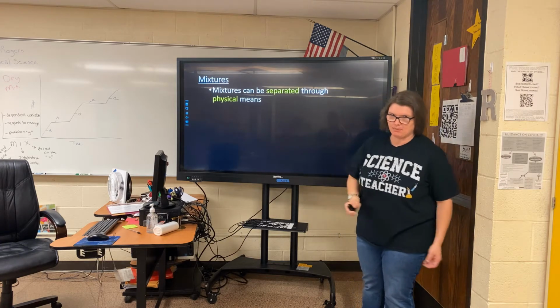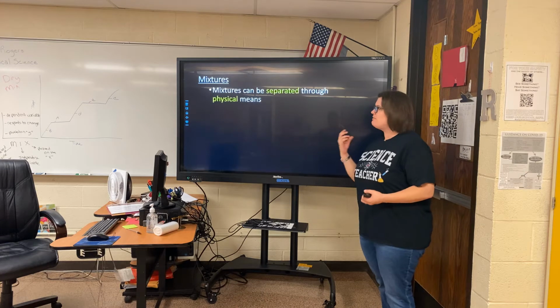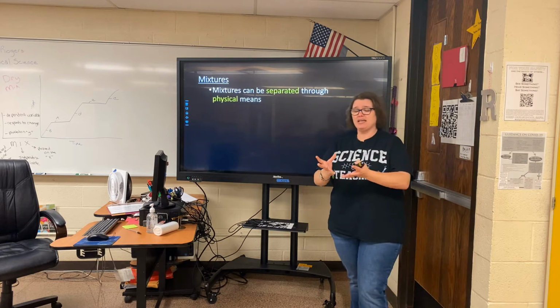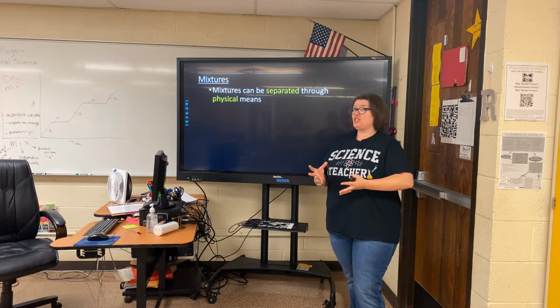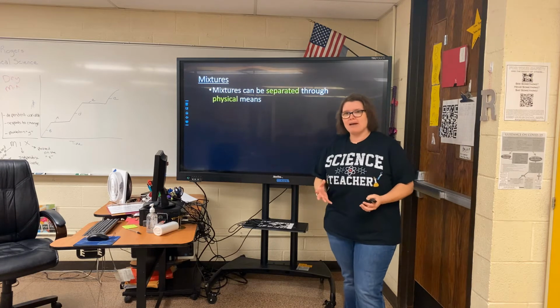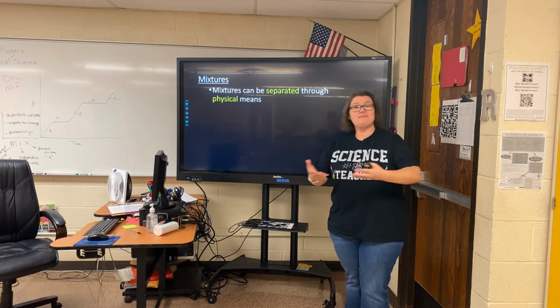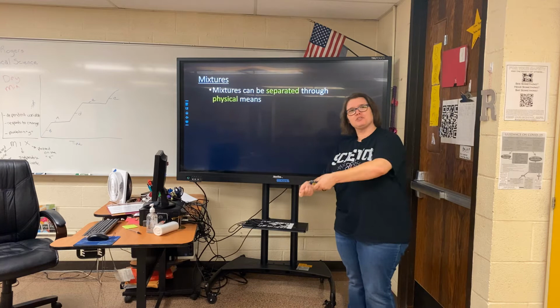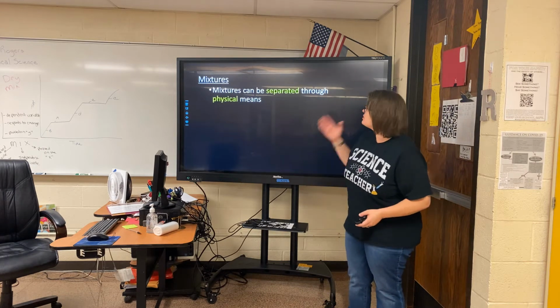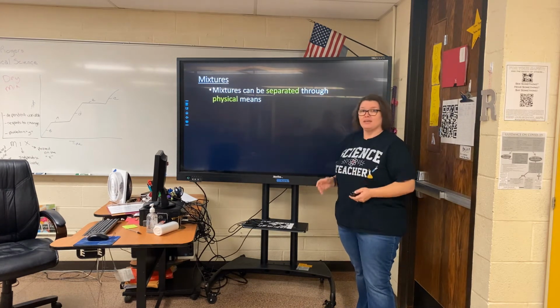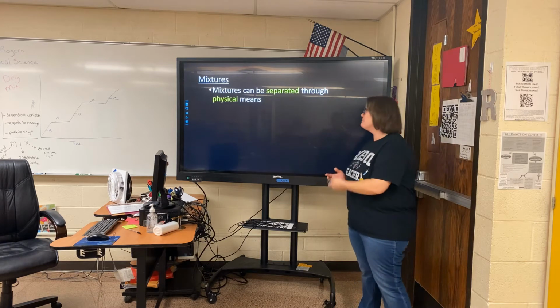Can be separated. For example, if you had a mixture in a cup and it was sand and Cheerios, we could separate that by maybe using, I don't know, a sifter of some sort or a colander, like you separate your spaghetti noodles from your water. There's a way to physically separate them, and that physical separation is what defines a mixture.